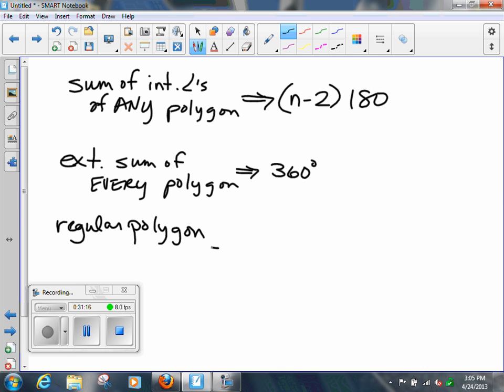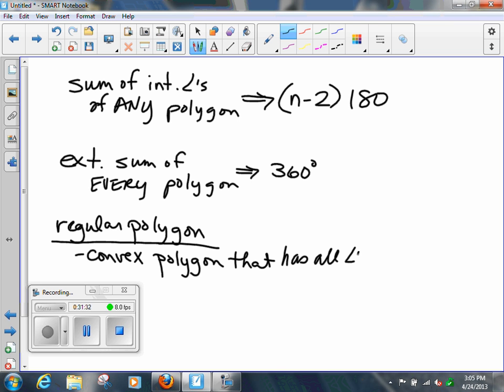What is a regular polygon? It is convex. What else? It's a convex polygon that has all angles congruent and all sides congruent. And when we see the word regular, usually what I make you do is underline it and then put a division symbol above it, don't I? We do that every single time we work these problems. Look at the example at the very bottom.